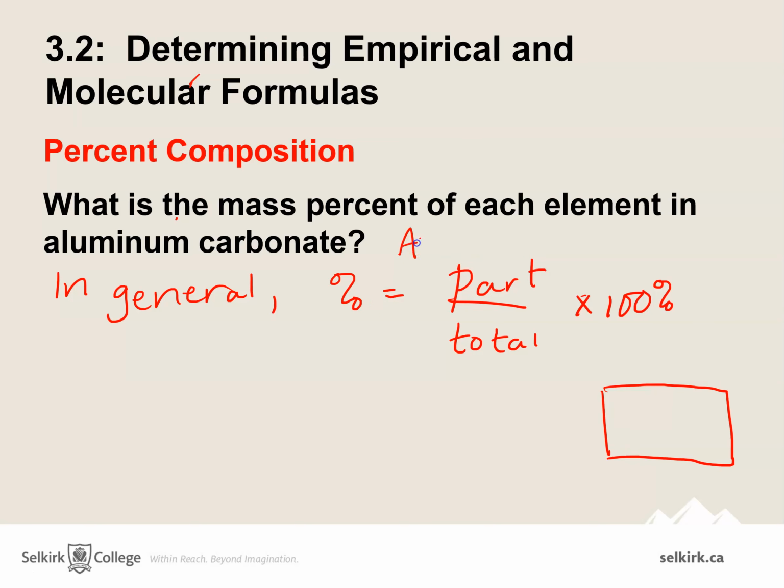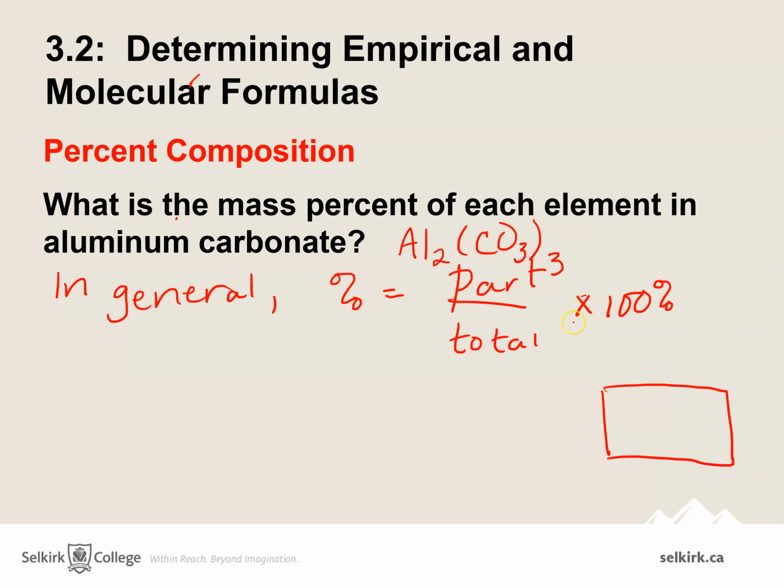Based on the charges on the ions, I know that the formula of aluminum carbonate is Al2(CO3)3. Remember, we balanced the charge on the ions to make the compound neutral overall. So now I can see more clearly what the question is asking me. I want to know what percentage of the compound is aluminum, what percentage is carbon, and what percentage is oxygen. Let's start first with the aluminum.